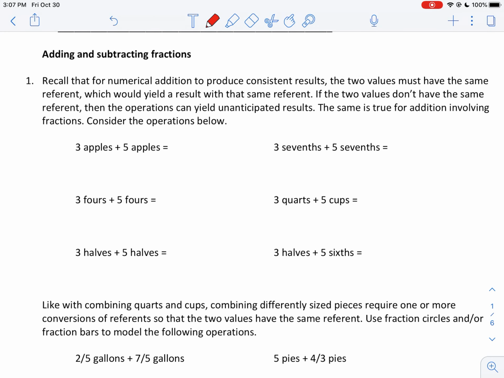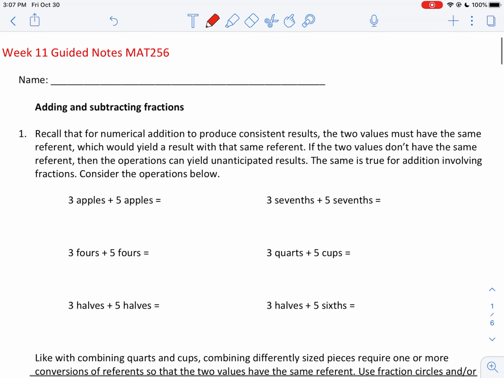Recall that for numerical addition to produce consistent results, the two values must have the same referent, which would yield a result with that same referent. If the two values don't have the same referent, then the operations can yield unanticipated results. The same is true for addition involving fractions. You might remember the earlier example I gave where I did something like 1 plus 2, and I said that's 121, and people say, no, 1 plus 2 is 3. Well, it's only 3 if the 1 and 2 are referring to the same thing.